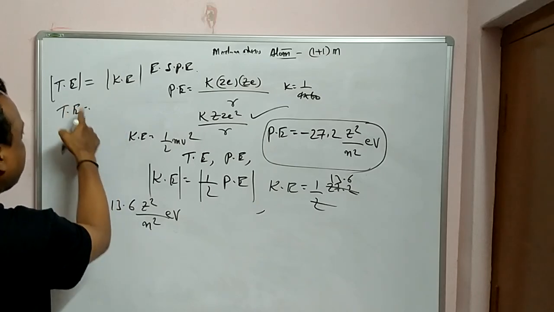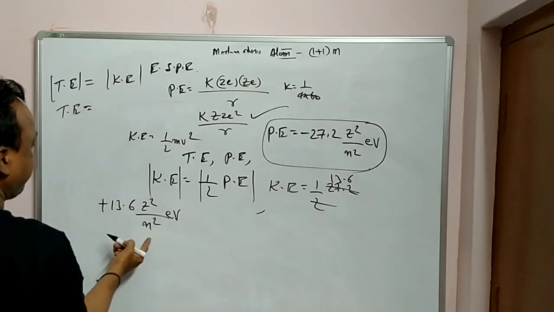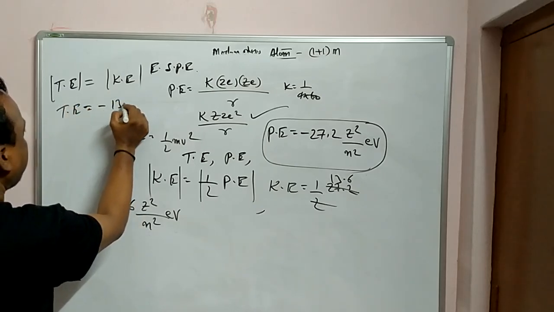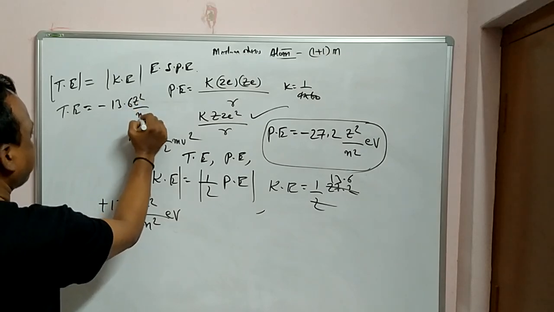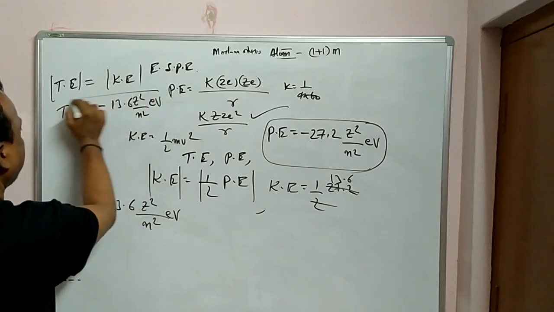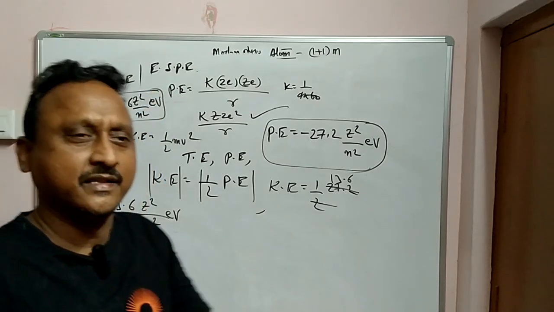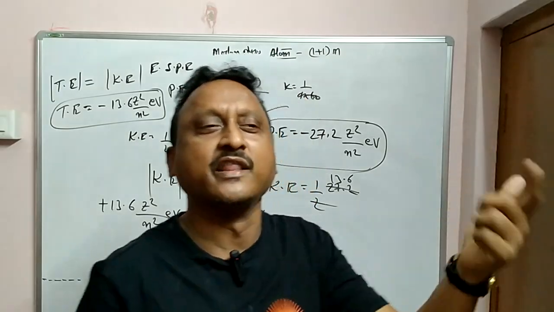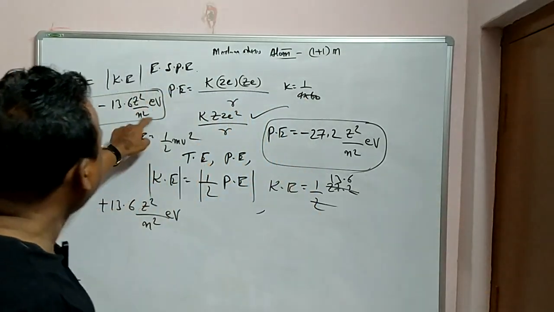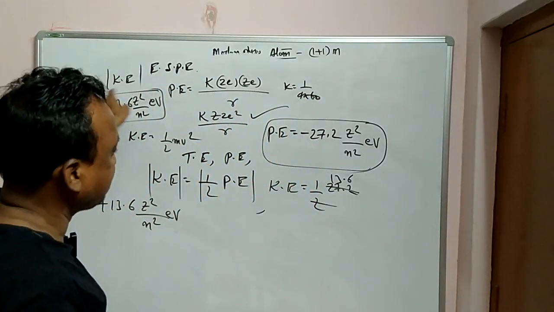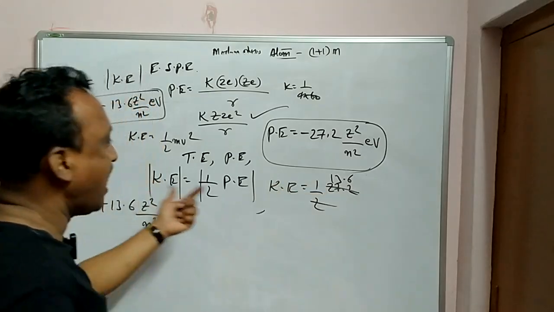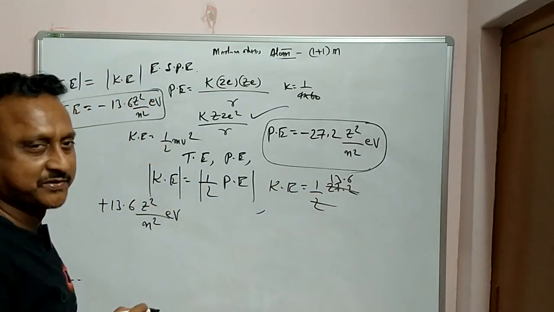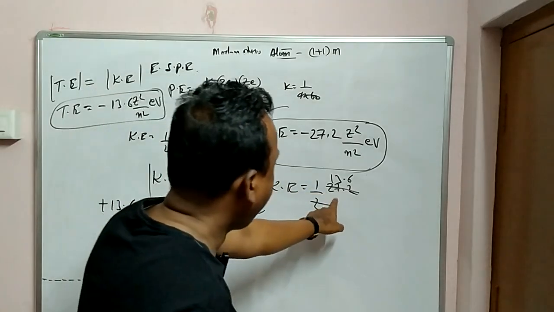These two are the same, but generally total energy will be negative, same value, minus 13.6 Z square by n square electron volts. Please remember the total energy. You can get all the values. If total energy comes, kinetic energy comes; if kinetic energy comes, potential energy comes, because kinetic energy is half of potential energy in magnitude. Kinetic energy equals half of potential energy.